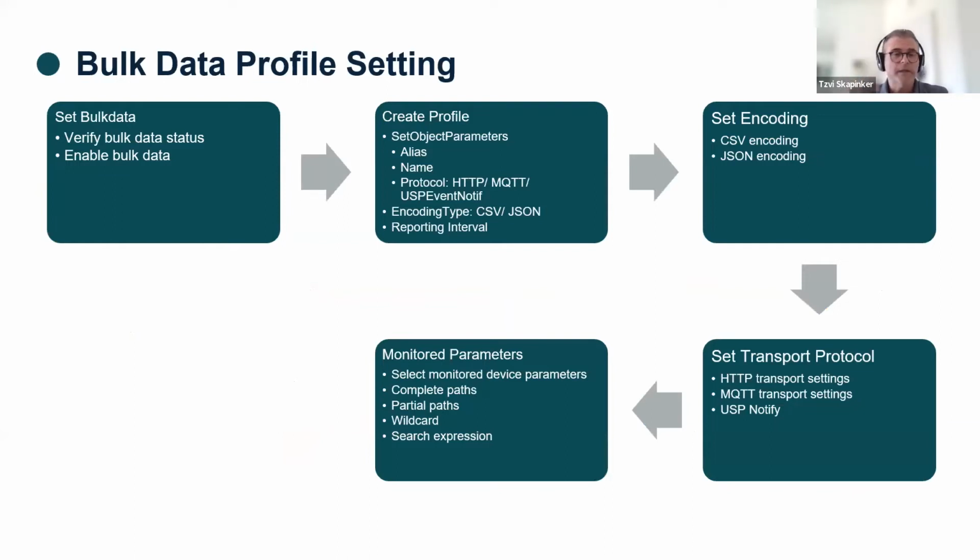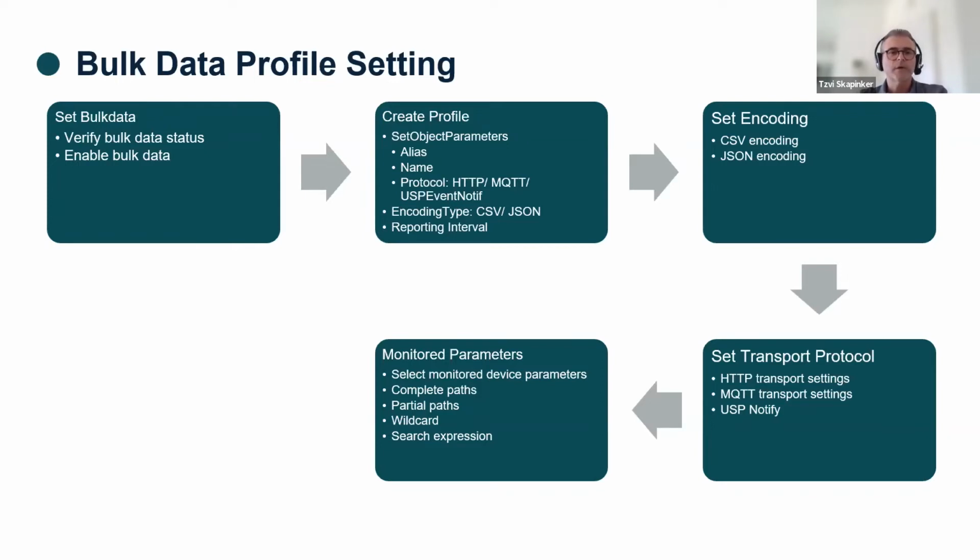Bulk data can actually be set through a few short steps: creating the bulk data profile, setting the collector address, setting the report encoding if you want to use CSV or JSON, and setting the transport that you would like to use. It can be either HTTP or MQTT, and John will touch base with that. And then just setting the monitored parameters, which is very easy, which parameters you would like to collect.